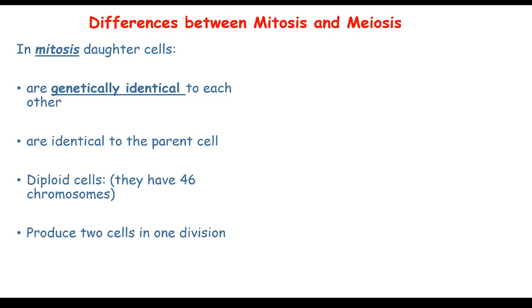So in mitosis, we saw that the daughter cells are genetically identical to each other. They were identical to the parent cell, and they were diploid cells, so we've got 46 chromosomes each. And mitosis also produces 2 cells in one division. So we basically start off with 1 cell, and after 1 division, we end up with 2 identical daughter cells, which are diploid and have 46 chromosomes.